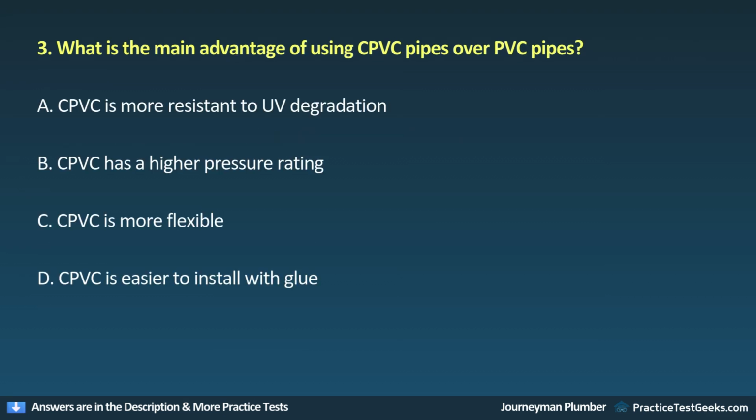3. What is the main advantage of using CPVC pipes over PVC pipes? A. CPVC is more resistant to UV degradation. B. CPVC has a higher pressure rating. C. CPVC is more flexible. D. CPVC is easier to install with glue.